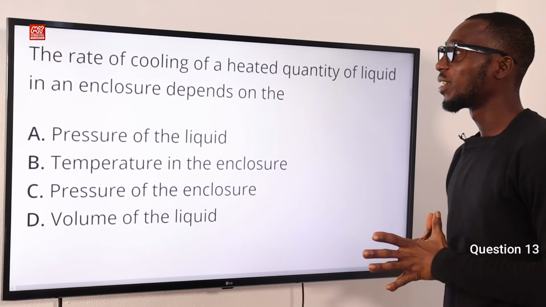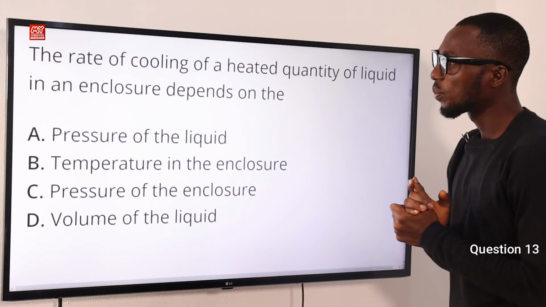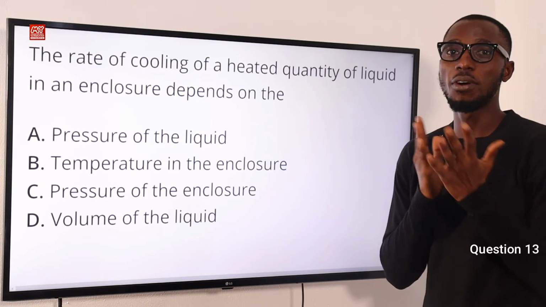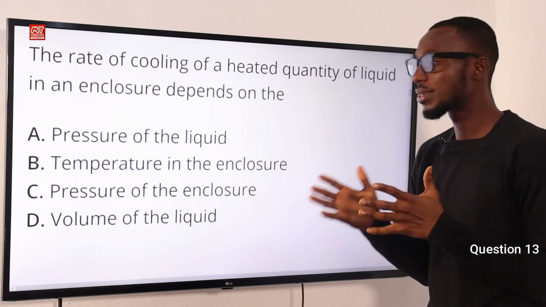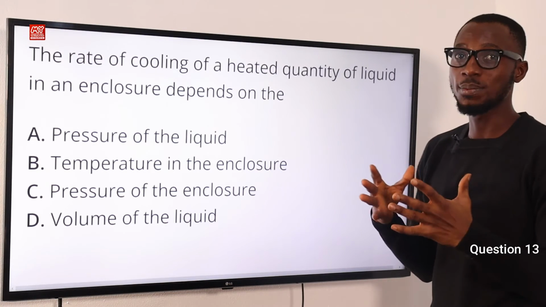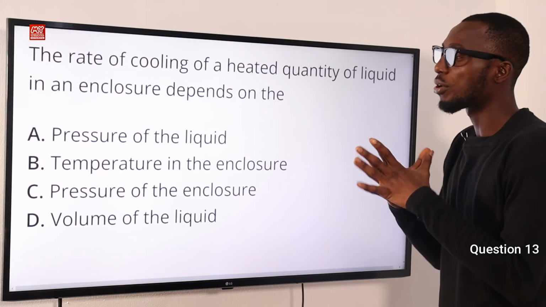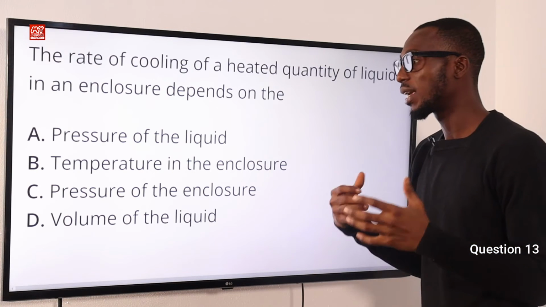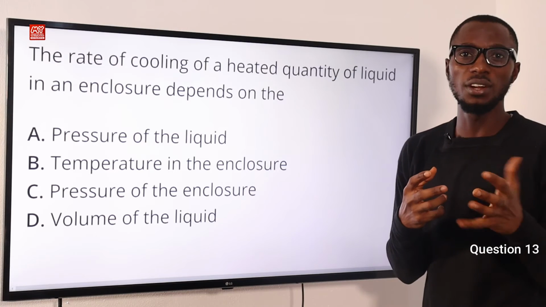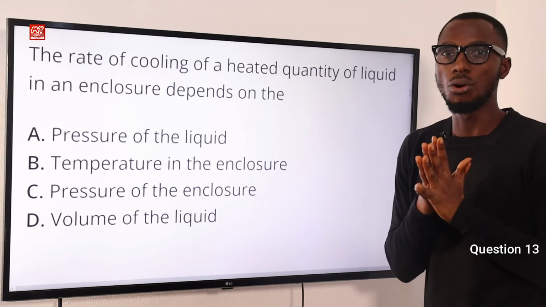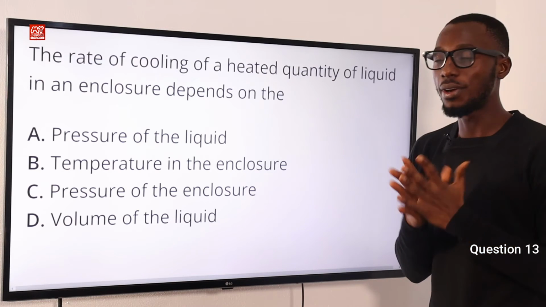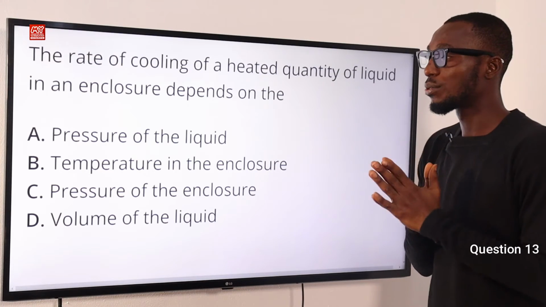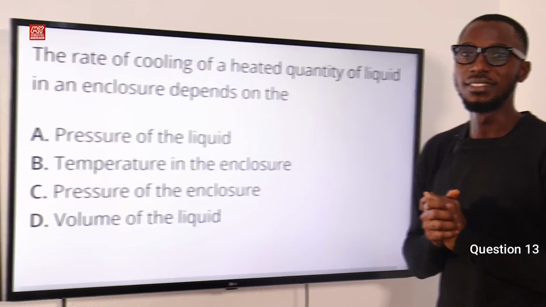Number 13. The rate of cooling of a heated quantity of liquid in an enclosure depends on what? When you talk about temperature, the degree of hotness or coldness of the body, and heat gain equals heat loss, all of those parameters put together, it all depends on the temperature in that particular enclosure. That will give you a reminder of endothermic and exothermic reactions. That can also give you a clue on how the cooling effect occurs inside a freezer or a refrigerator. All of those put together, you realize that it is all dependent on the temperature in the enclosure. So the correct option here is option B.